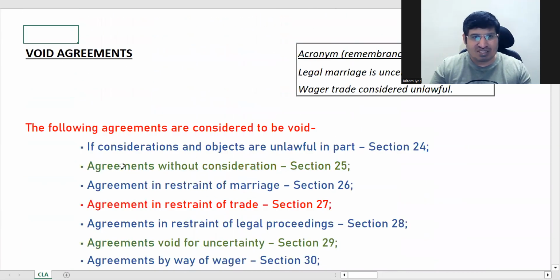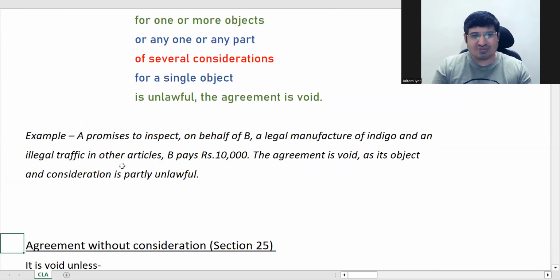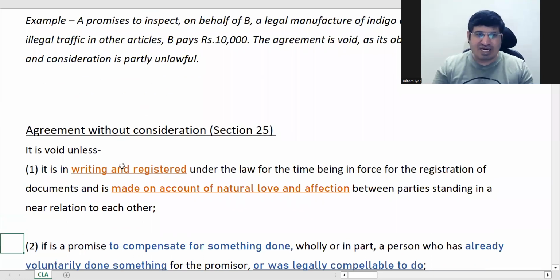Second is agreements without consideration. Now, consideration is required for all commercial contracts. If there is any contract, there has to be a consideration. If there is no consideration, why would someone give a valuable thing to another in the course of his business? Correct. Which is why the law says that an agreement without consideration is void. So just remember always, agreement without consideration is void.